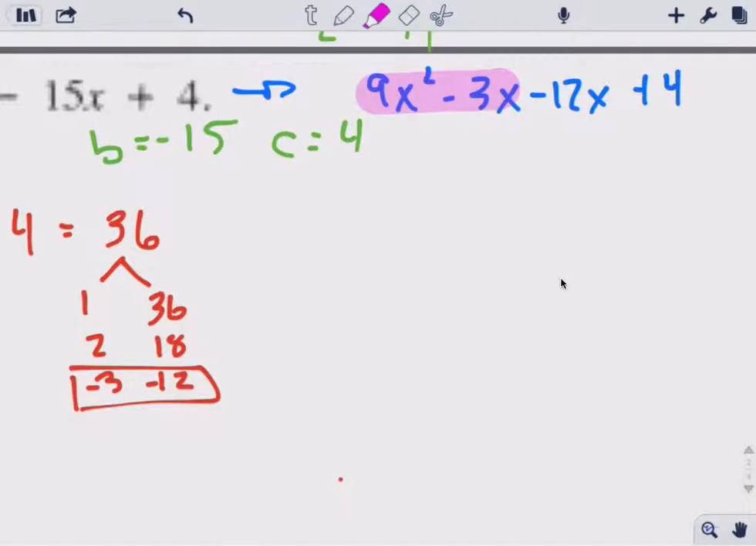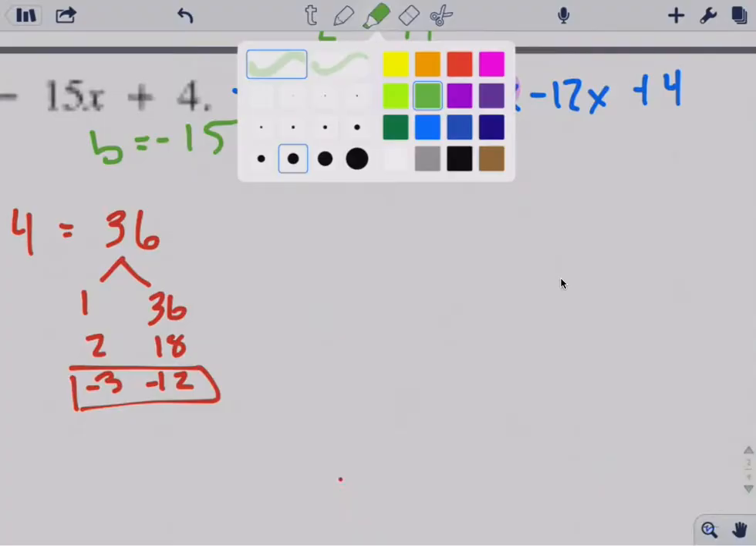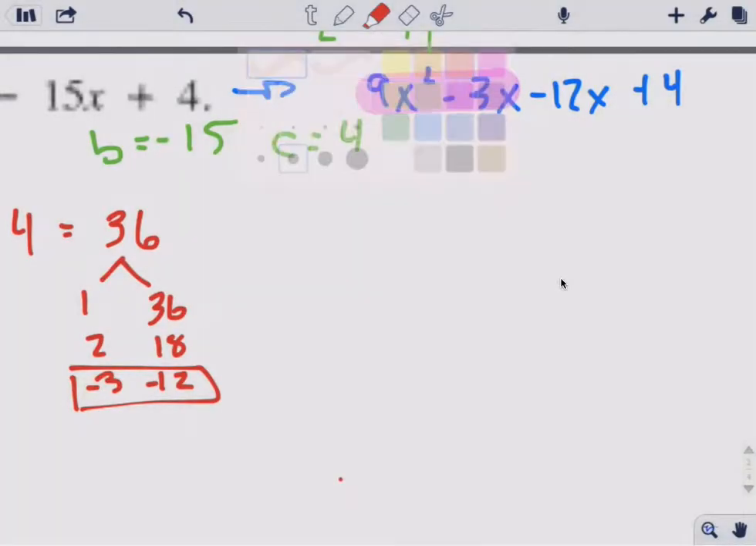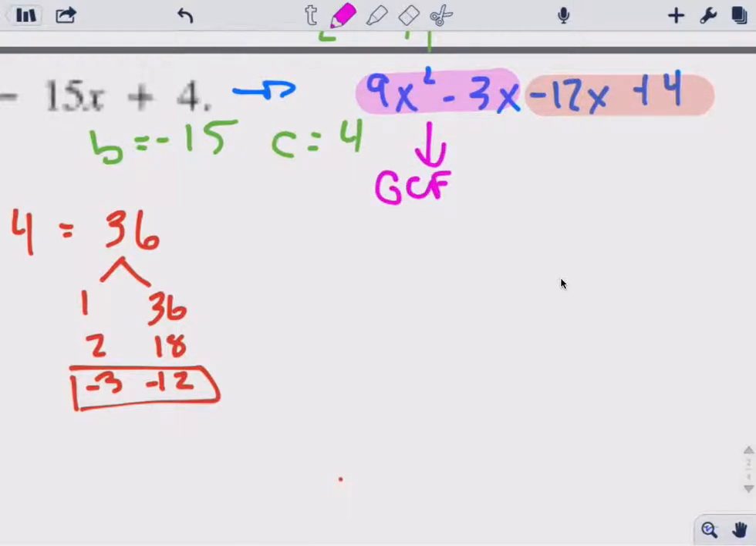9x squared minus 3x, and negative 12x plus 4. For this one, the GCF is 3x. If I divide both pieces by 3x, I get the expression 3x times 3x minus 1.